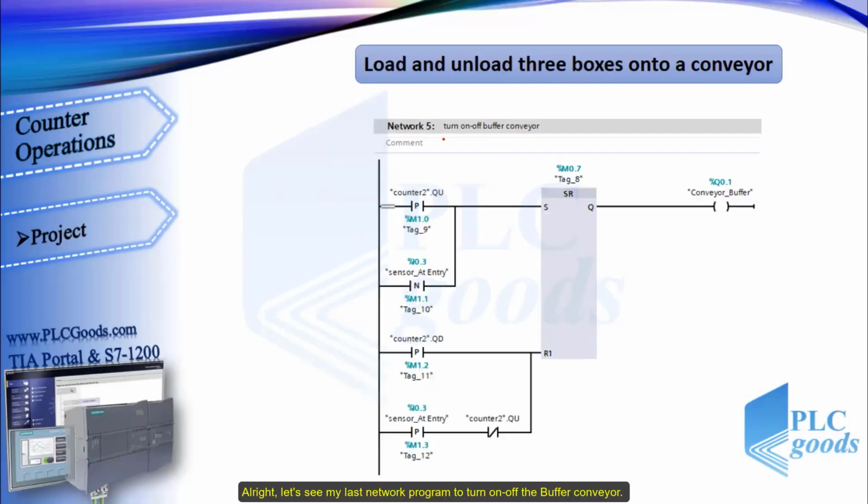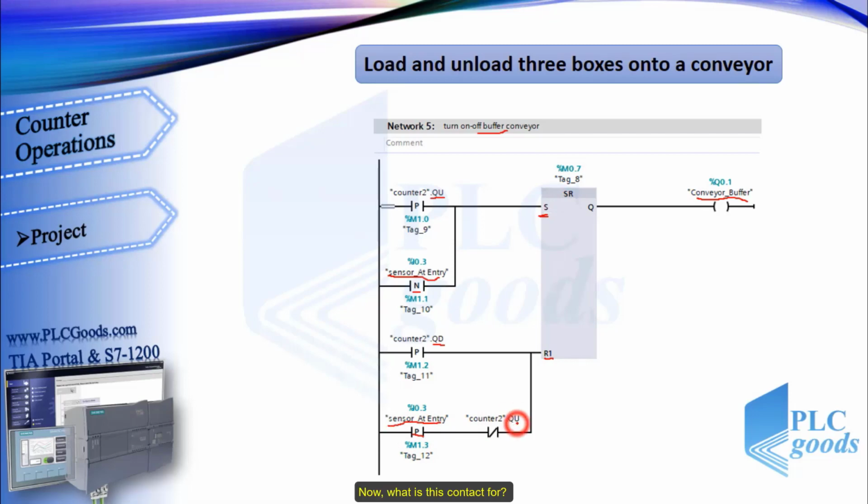Alright, let's see my last network program to turn on and off the buffer conveyor. This network is like network 4. The buffer conveyor will be on if there are 3 boxes on this conveyor, and it will be off if there aren't. Also, if the first sensor detects a box, the conveyor must be on until this box is completely placed on the buffer conveyor.